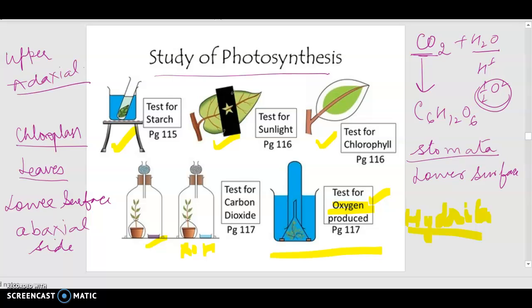So I think this information is enough for you, that we can do many experiments to prove the presence of chlorophyll, sunlight, and carbon dioxide, and the evolution of oxygen, to prove that in photosynthesis all these components are required.